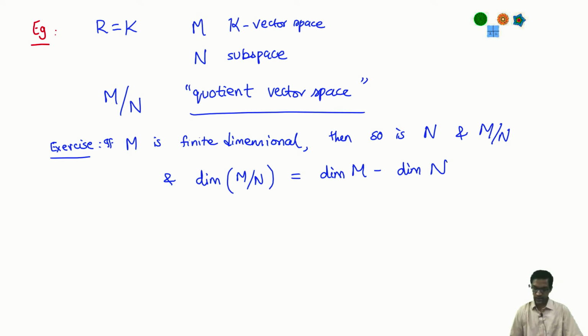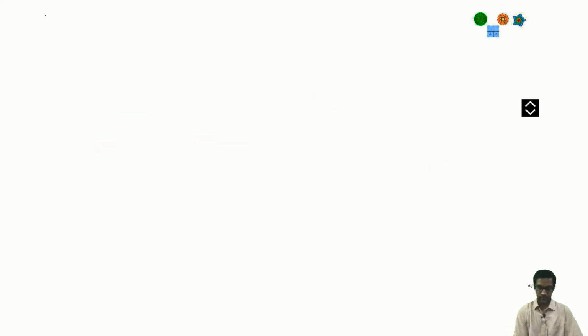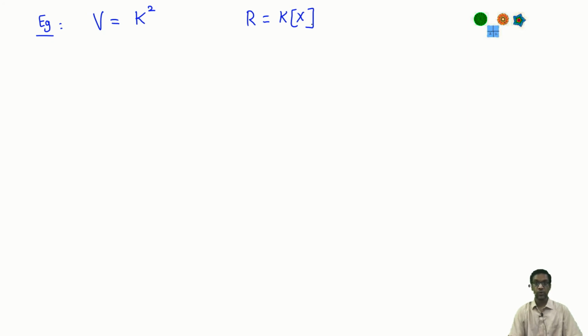Now here's a slightly less trivial example. Let's take the ring R to be K[x]. I'm going to talk about a module over this ring K[x], and recall that just means I should give you a vector space together with a linear operator. So let me take my vector space, a K vector space, to be K^2, and I should give a linear operator on this space. Let me just give you the linear operator T, which does the following.